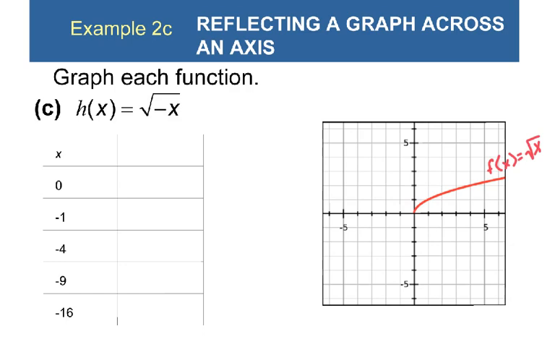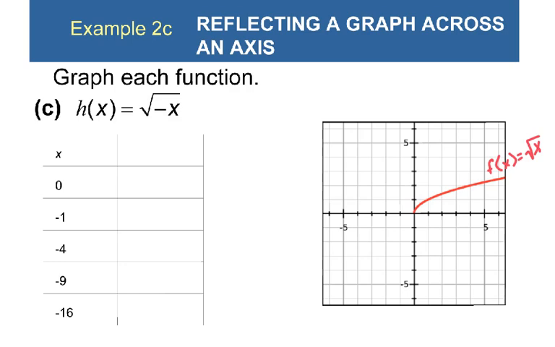And now we're going to look at graphing the square root of negative x. And the only way we can get the graph of the square root of negative x is if all of our x values are negative themselves. Because remember, if you have a negative inside a square root, you have an imaginary number.